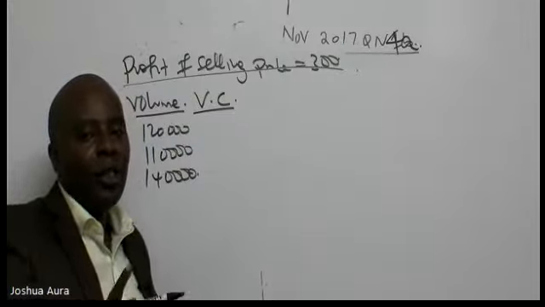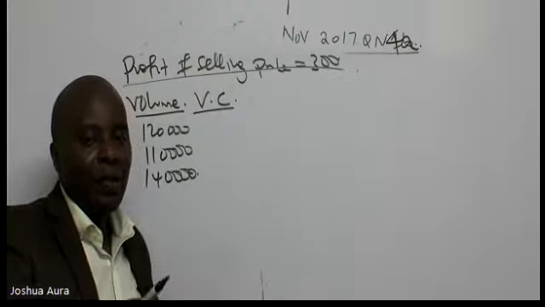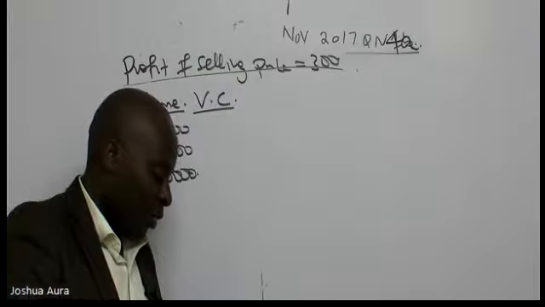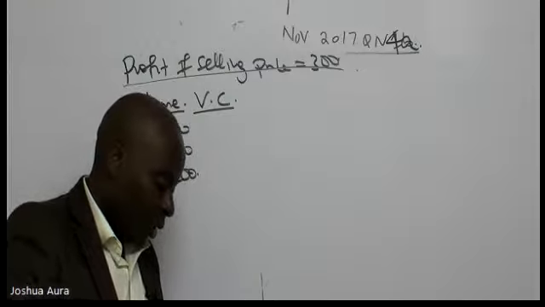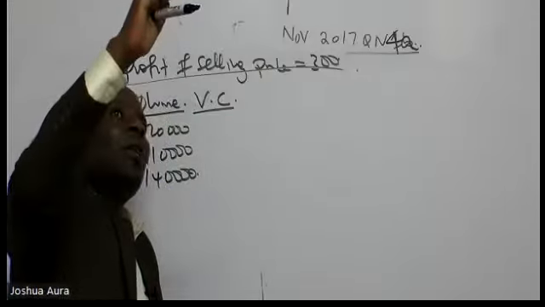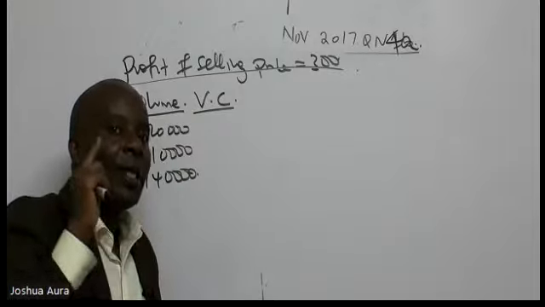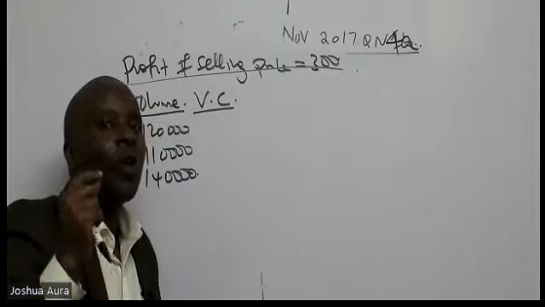Otherwise, every other thing flows very nicely. So variable cost. Are you able to see the variable cost here? The variable cost would be 120 per unit for production volumes up to and including 100,000. So 100,000 and below, variable cost per unit is 120. But the moment we exceed 100,000, the variable cost per unit goes down to 110 because of the economies of scale.